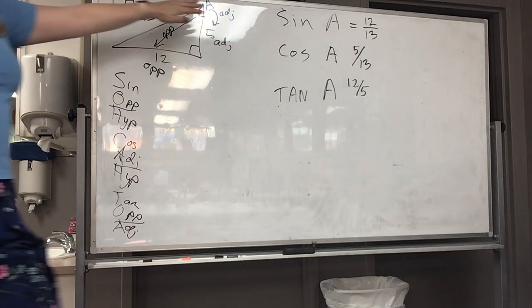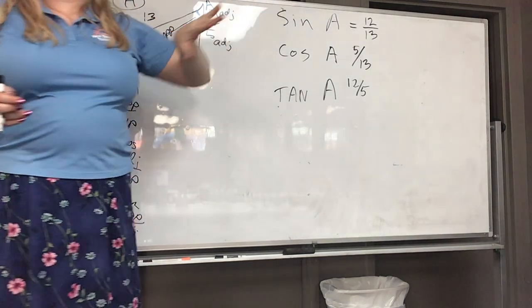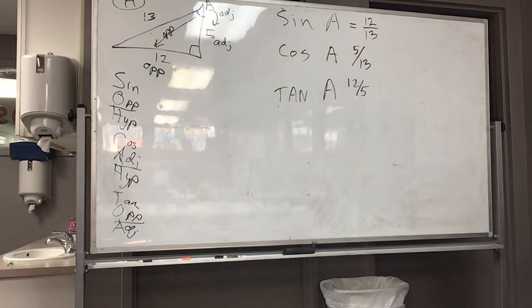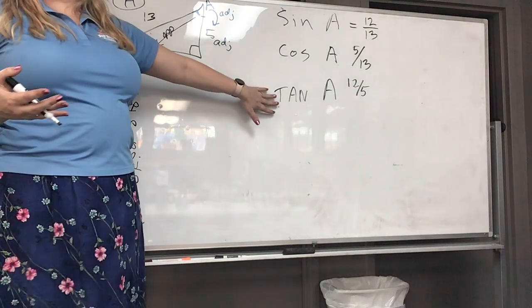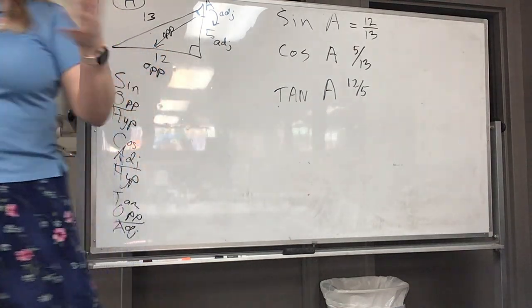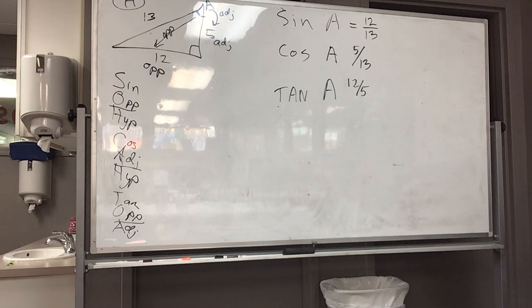Now, sine and cosine are going to be restricted to being less than 1 because the hypotenuse is always the biggest side. Biggest side is on the bottom of our fraction. It has to be less than 1. Tangent can be all over the place because it's just comparing the two sides, and they could be something very different.